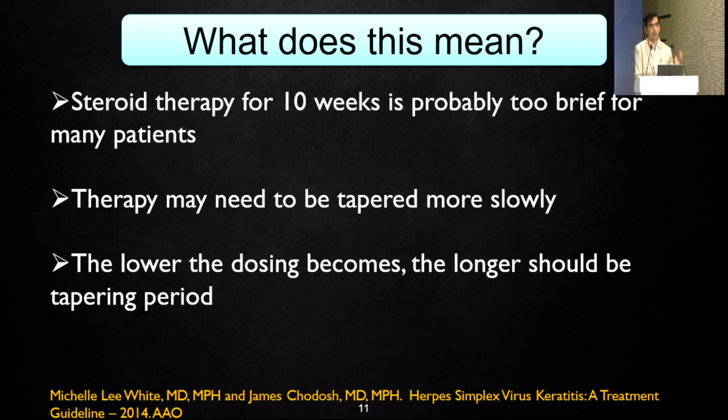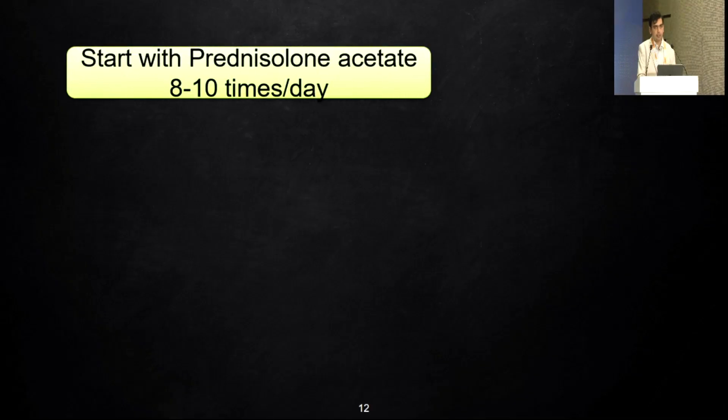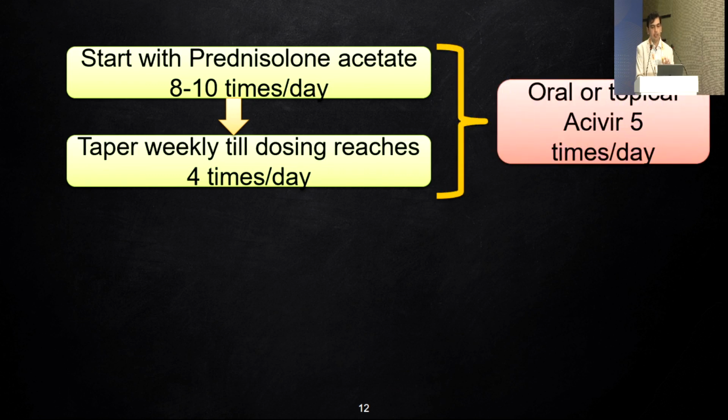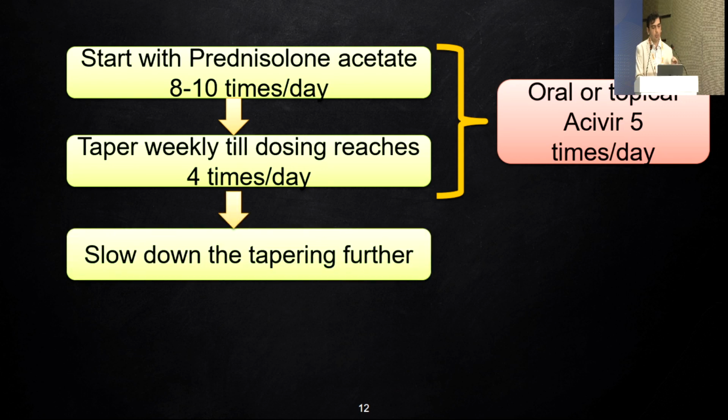So you can't keep it on 10 times per day for 5 weeks. So you have to reduce initially and then make the tapering period longer when the dosage becomes lower. So the regimen I follow is that I start with prednisolone acetate 8 to 10 times per day and taper weekly till the dosing reaches 4 times per day. At this point, I am using either oral or topical Acivir 5 times per day till the patient has reached 4 times per day dosing, and then slow down the tapering further.